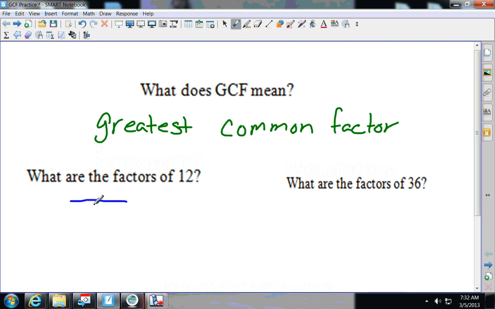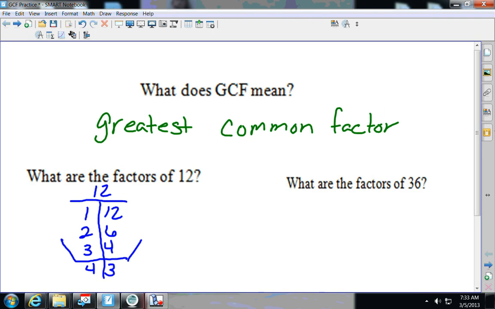They want you to go through and figure out what numbers multiply together to give you 12. I know that 1 and 12, 2 and 6, 3 and 4, then I go to 4 and 3. I start repeating. So everything above this line right up here, these are the factors. The factors of 36. Let me move that line a little bit.